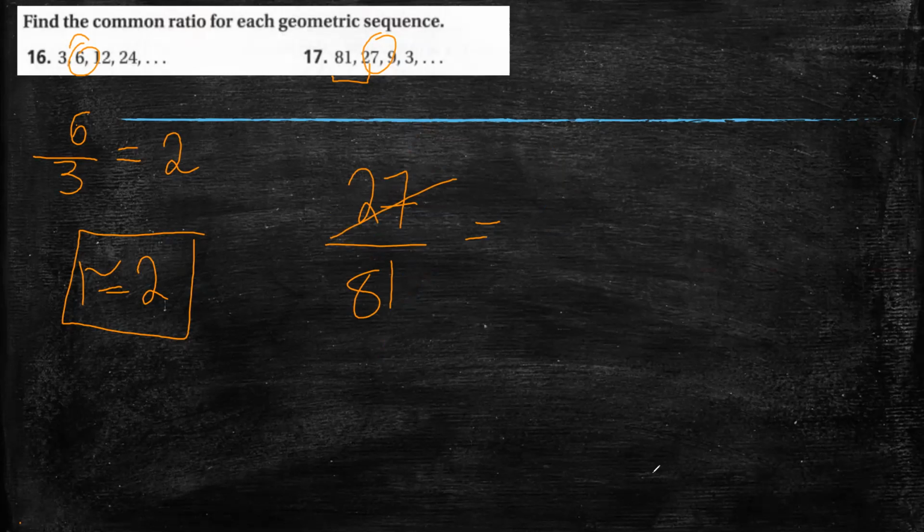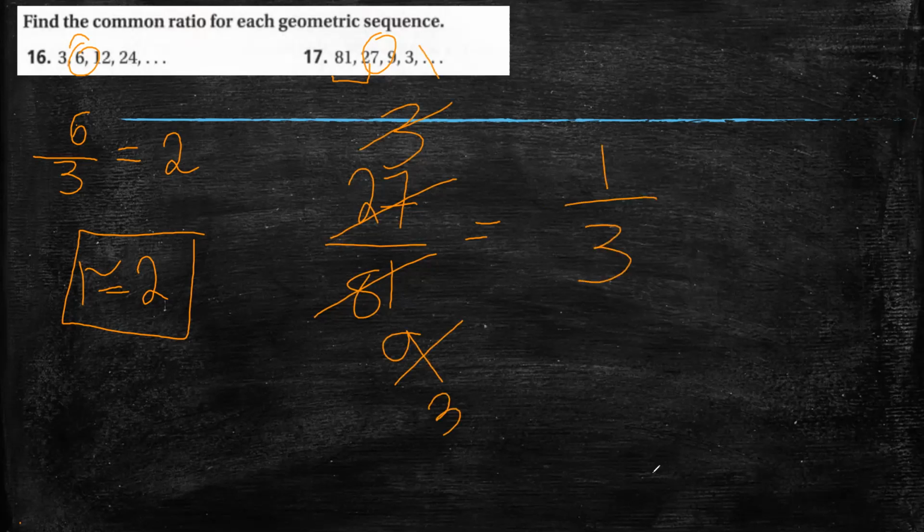27 divided by 9. What is the number that if I multiply it by 9, I get 27? 3. And 81 divided by 9 is 9. And after that, 3 over 9 is 1 over 3. So the ratio here is what? 1 over 3. Thank you. Okay.